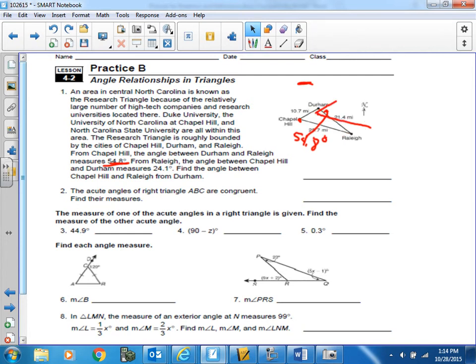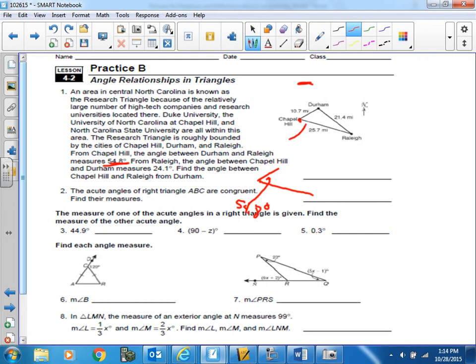All right? From Raleigh, the angle between Chapel Hill and Durham measures 24.1. I'll use a different color here. So we have this angle, and it looks like this angle here is 24.1 degrees based on the reading. And find the angle between Chapel Hill and Raleigh from Durham. Well, by process of elimination, we know that this is the angle they're looking for. You should be able to do that based on everything we know about triangles.